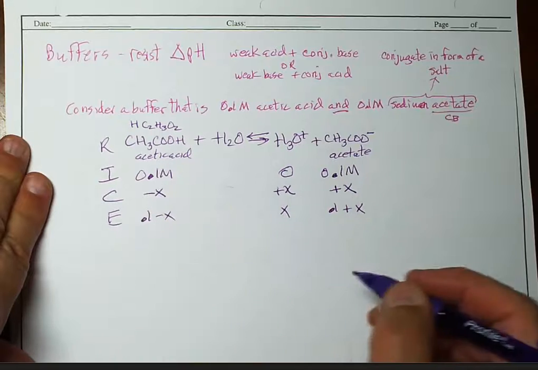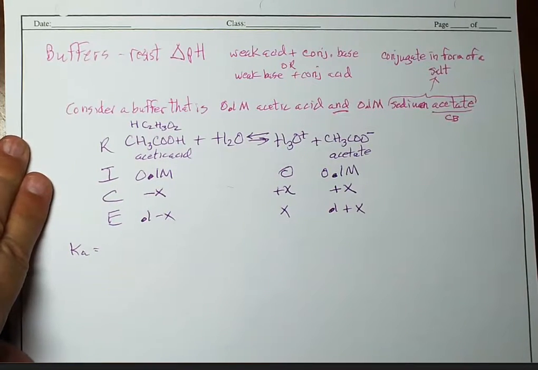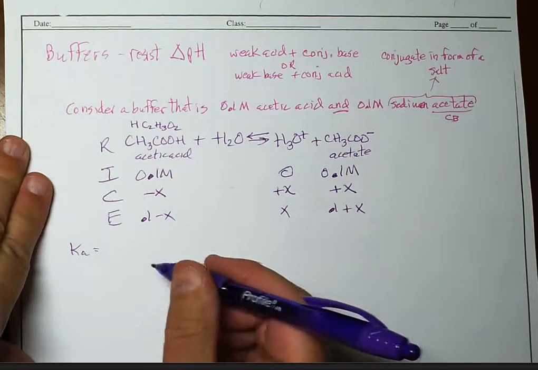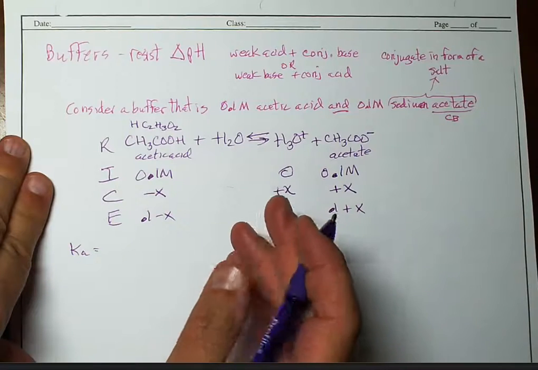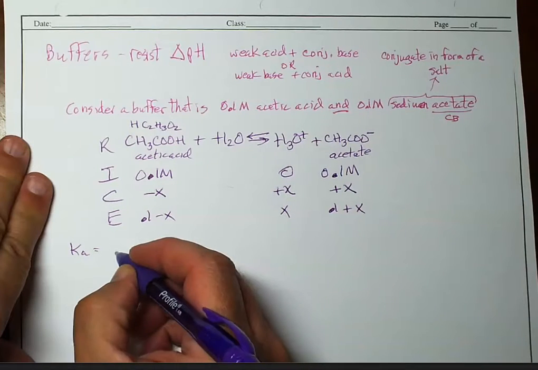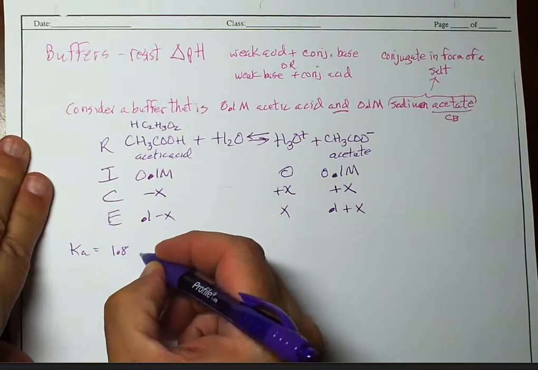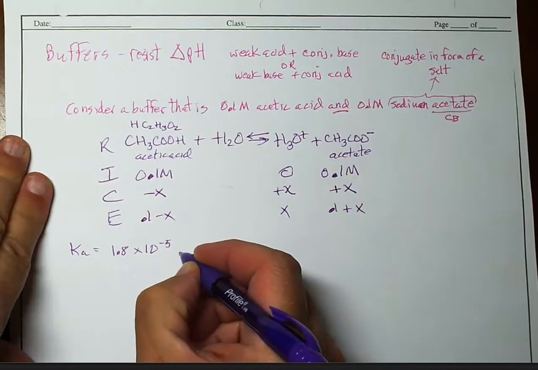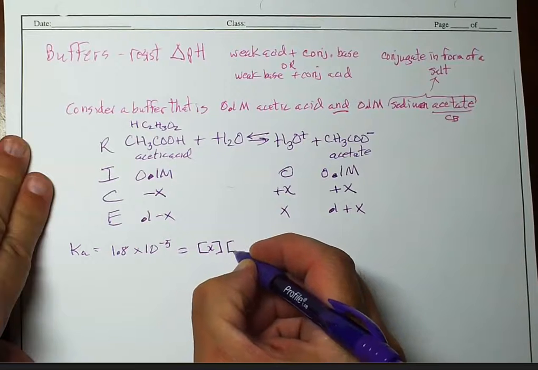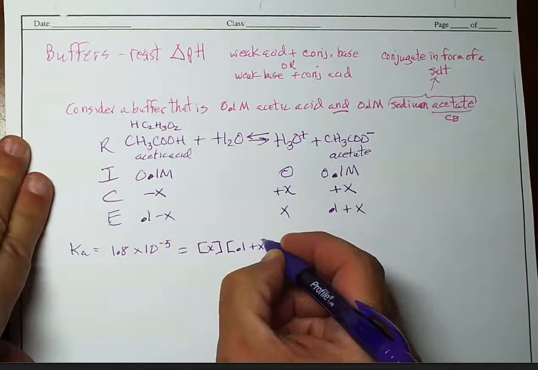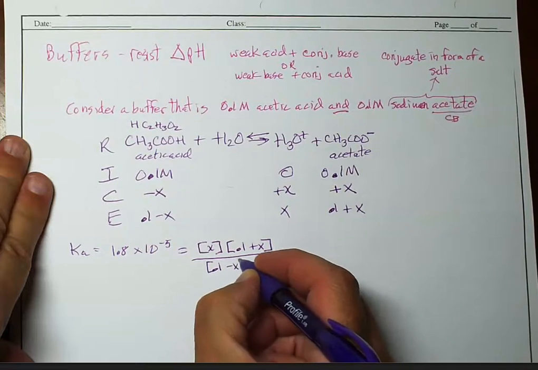The Ka for acetic acid is, I believe it's 1.7, depending on the textbook you look at, and I've used several different texts over the years. They'll say anywhere from 1.7 to 1.8 times 10 to the minus 5. This particular example I'm looking at here calls it 1.8, so I'll go with that. 1.8 times 10 to the minus 5. Now that's going to equal x for the hydronium times the other product, 0.1 plus x, over 0.1 minus x.